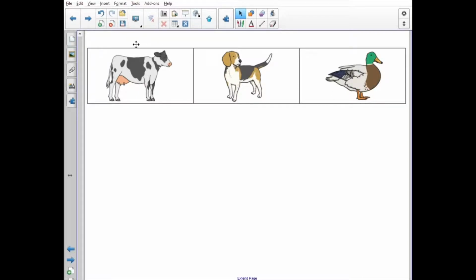I think the cow is the odd one out here because dog and duck both start with the letter D. You could say the duck is the odd one out because the duck has 2 legs, but both of the other animals have 4 legs. So that's a bit of a pattern there.